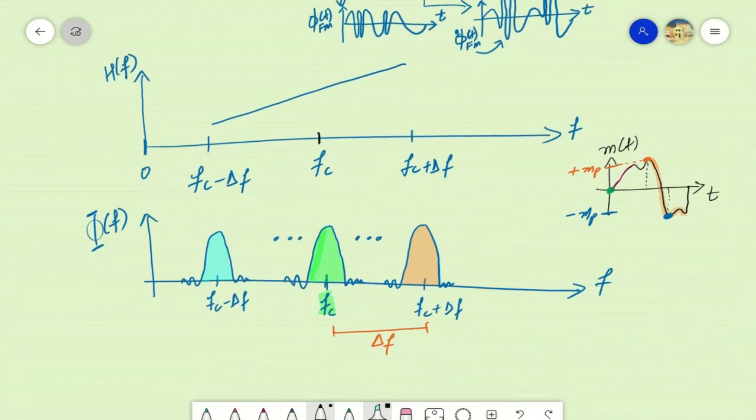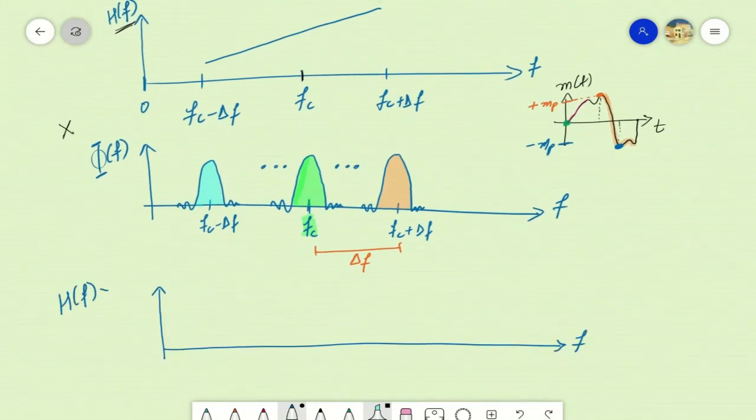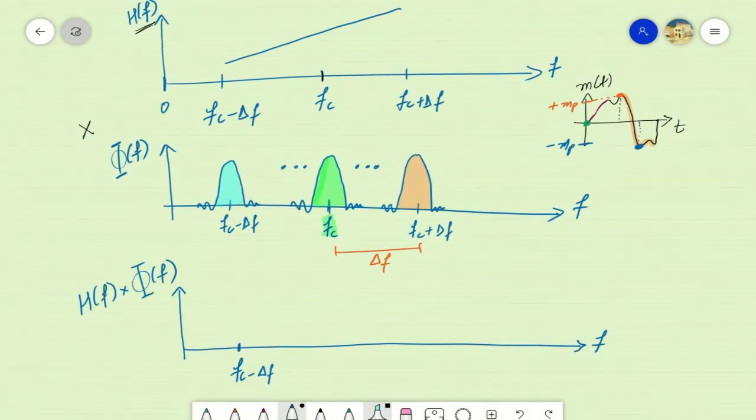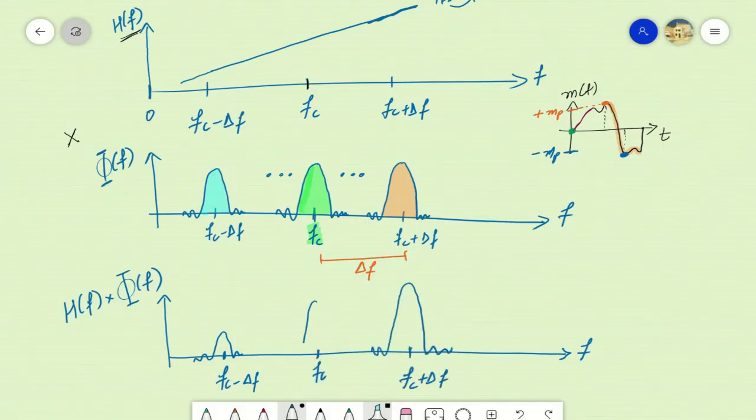Therefore, if we pass this frequency modulated signal through a filter H(f), as a result, we will experience scaling of these sinc functions with respect to the response of this filter in the frequency domain. As we have modeled the response of this filter with a straight line with a low magnitude for lower frequencies and a higher magnitude for higher frequencies, after multiplication of these two signals, we experience scaling of the sinc with respect to its position in the frequency domain.